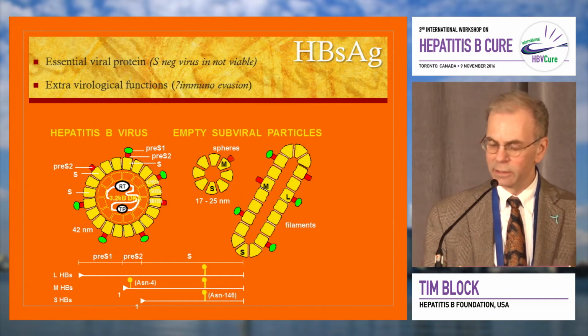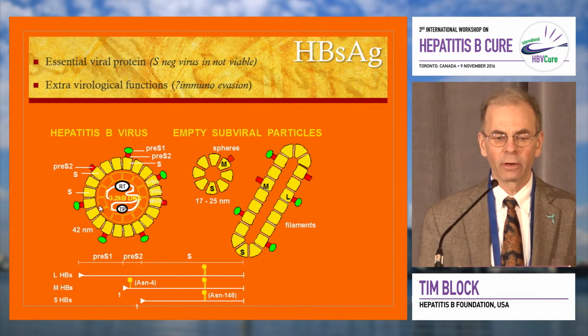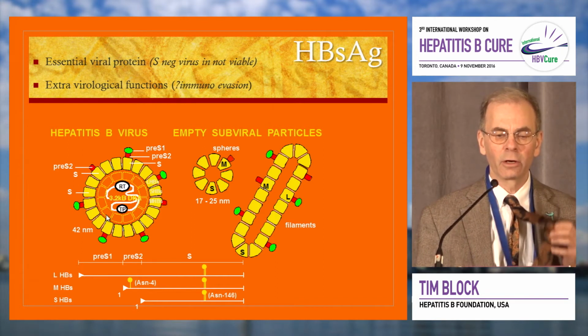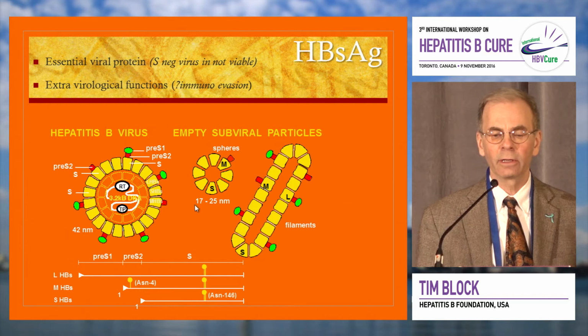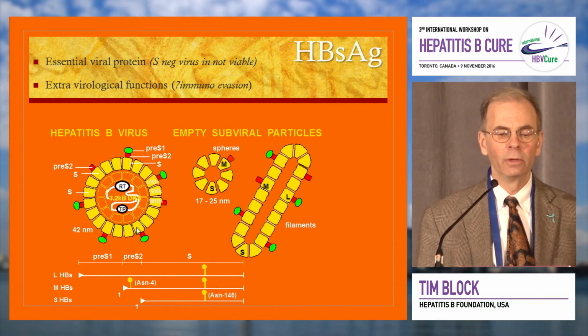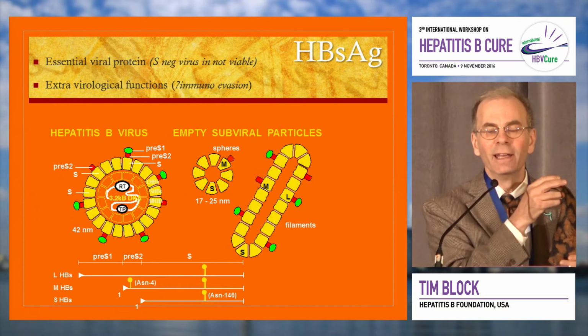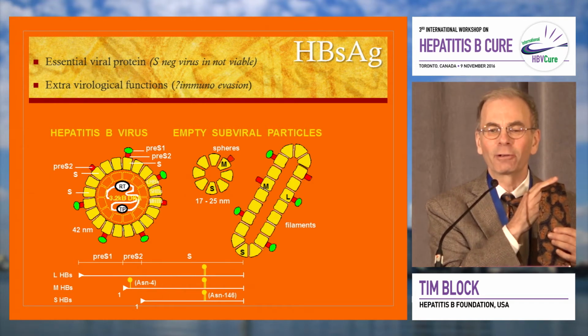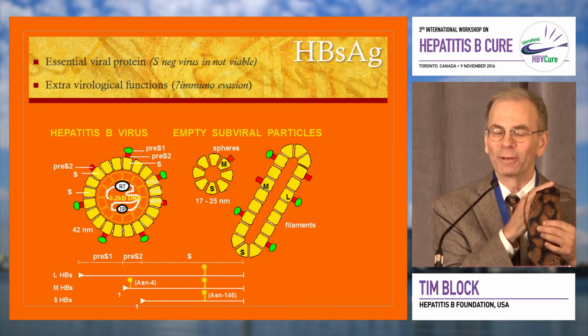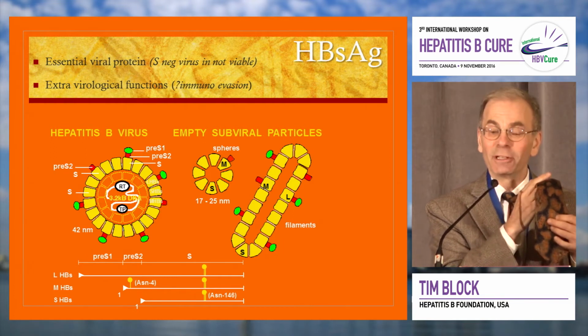So first, let me explain what they are. This is an illustration of the virion and the subviral particles, and the yellow is showing you the S antigen or envelope protein. What I have on my tie is actually the original electron micrograph taken by Manfred Bayer and Barry Blumberg of the hepatitis B subviral particles.